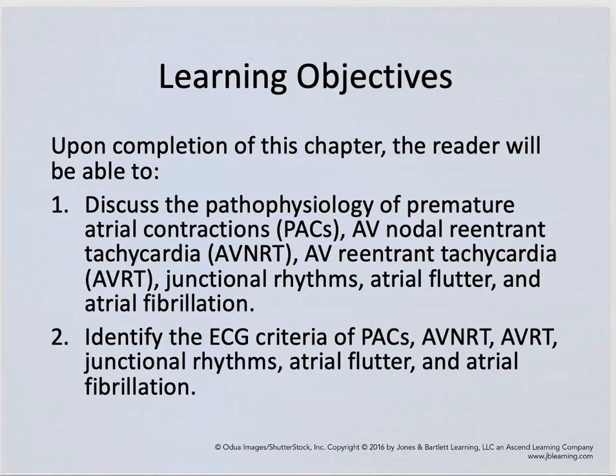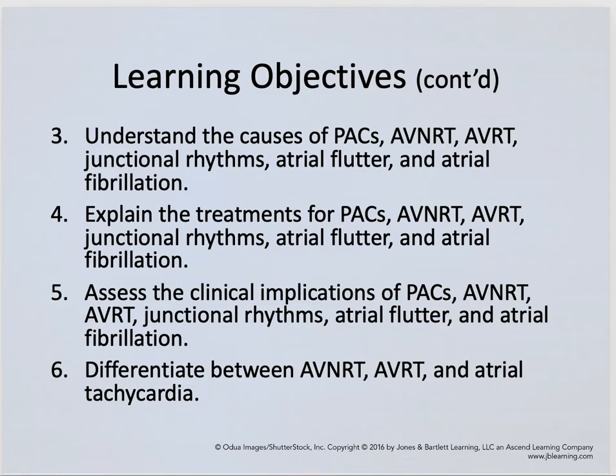the pathophysiology of premature contractions, so premature atrial contraction, AV nodal reentrant tachycardia, AVNRT, or just AVRT, which is AV reentrant tachycardia. We're going to look at junctional rhythms, atrial flutter, and AFib. We're going to be able to identify these on a rhythm strip. I want you to understand a little bit about what causes these supraventricular rhythms and basic treatments.